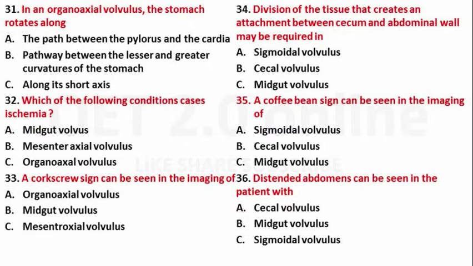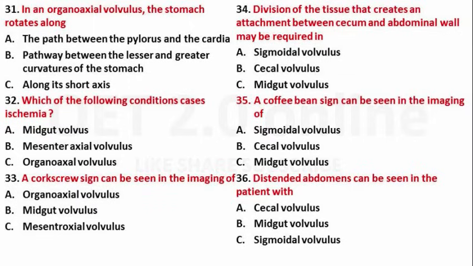Organoaxial volvulus tends to occur after traumatic events or hernia of the periesophageal area. The stomach rotates along its long axis, that is along the path between the pylorus and the cardia. This condition is usually symptomatic when the rotation is more than 180 degrees and causes ischemia in addition to obstruction.